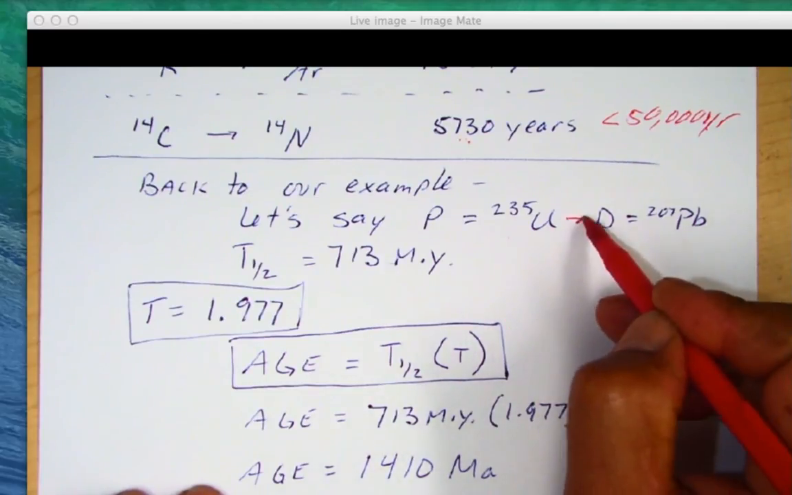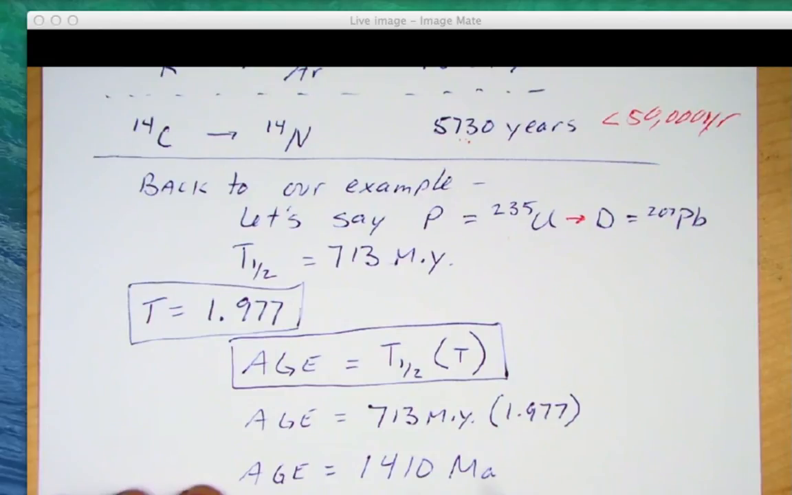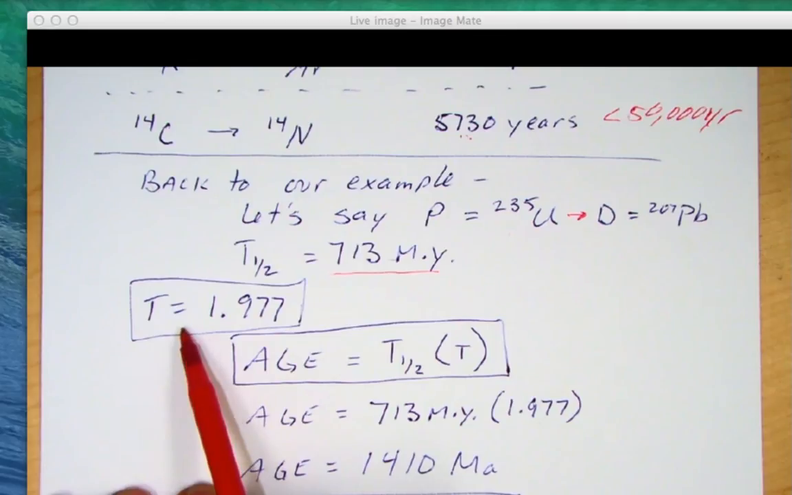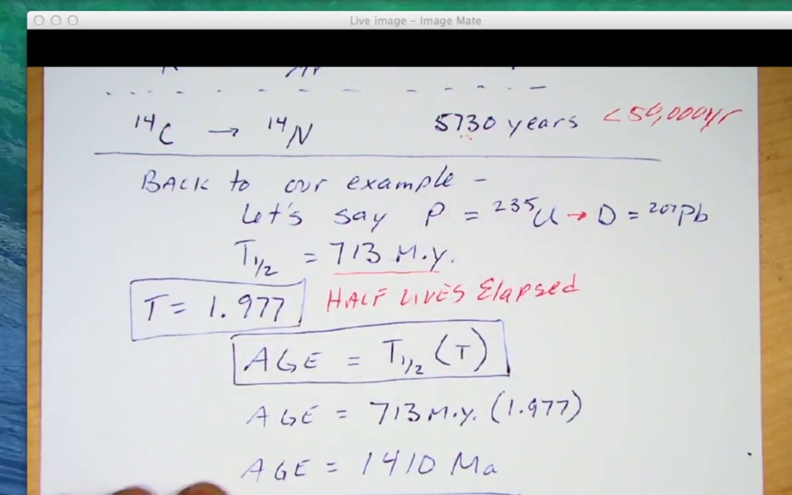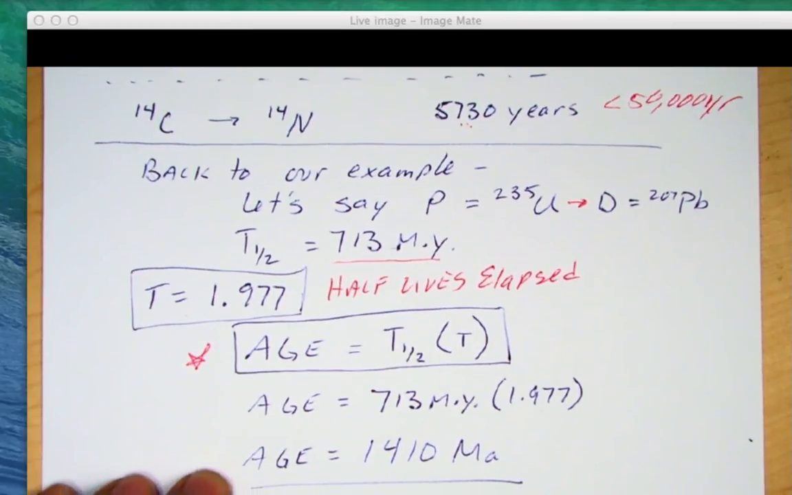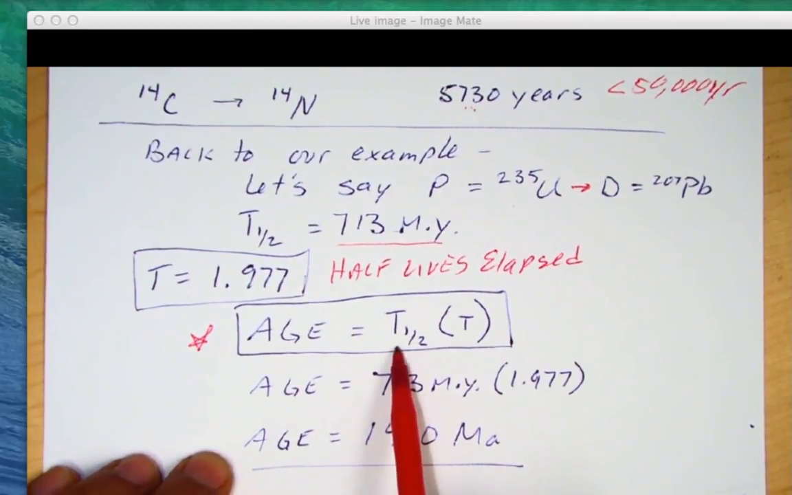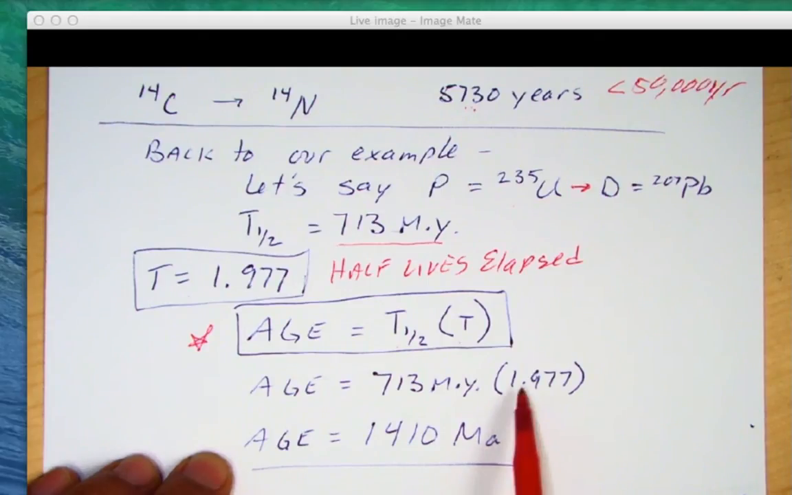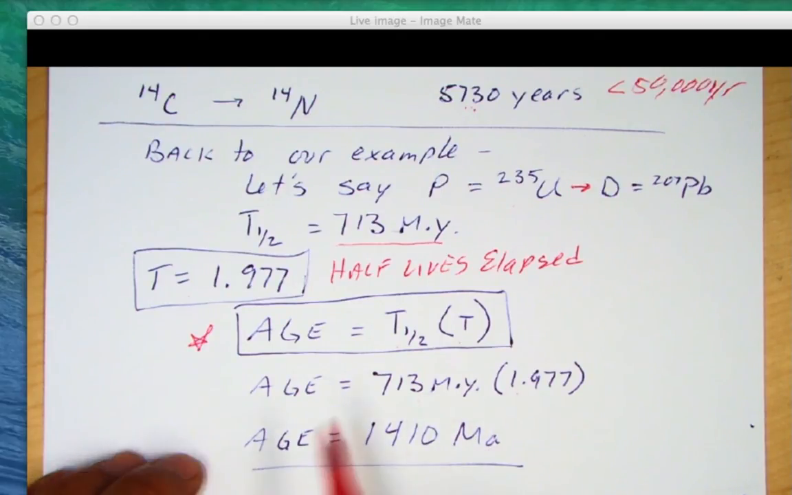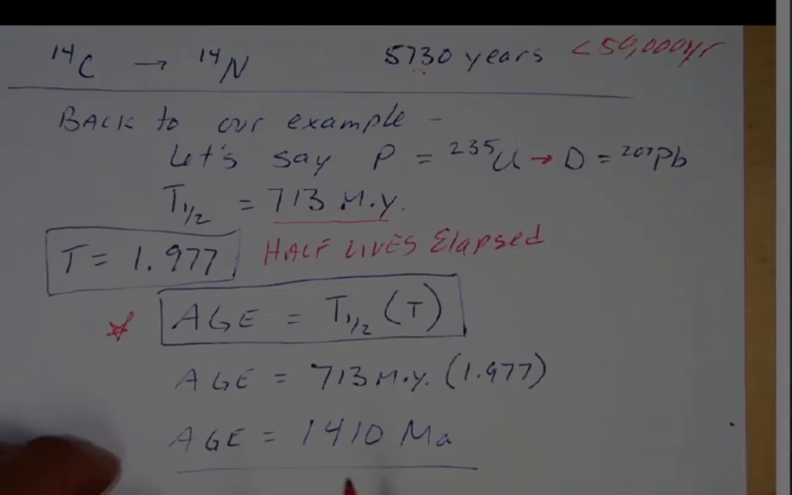Now, if we go back to our example, let's say we're using the uranium-235 system, which decays to the daughter product of lead-207. And so that has a T1/2 of 713 million years, right? We determined our t, our number of half-lives elapsed. So the age of the sample, the final equation you'll need, the age dating equation, is the half-life of that isotopic system times the half-lives elapsed. So we had 1.977 half-lives elapsed times 713. The age of the sample is 1,410 million years.